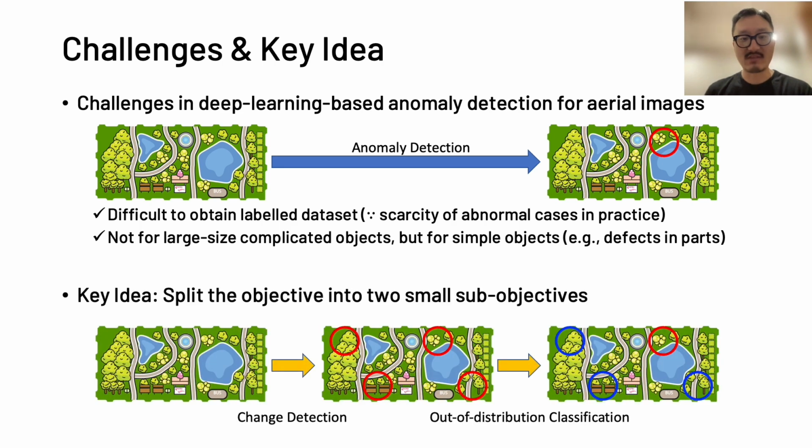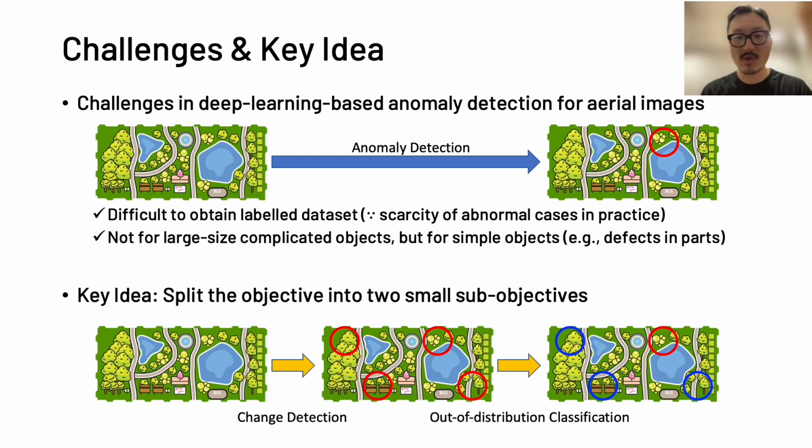As a result, we divided the original problem into two sub-problems. The first one being change detection problem, and the second one being out of distribution classification. Given existing images and a newly taken image, we aim to detect notable changes from the new image in the change detection process. However, it does not mean that all the images are abnormal. Some of them are actually what normally happen.